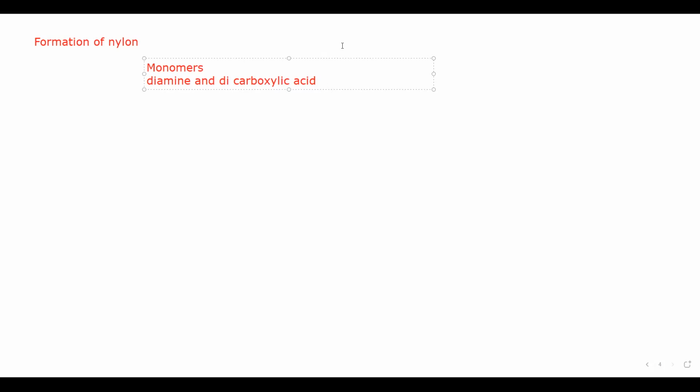What is the structure of a diamine? The term di means two, and the term amine refers to when nitrogen and hydrogen have a bond. This is called amine. And carboxylic acid is C double bonded with O and OH. That is called carboxylic acid. So the monomers here are diamine and dicarboxylic acid.